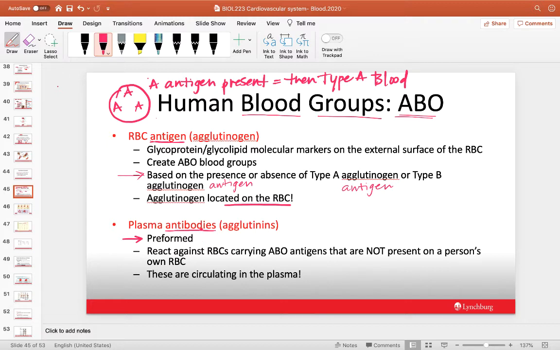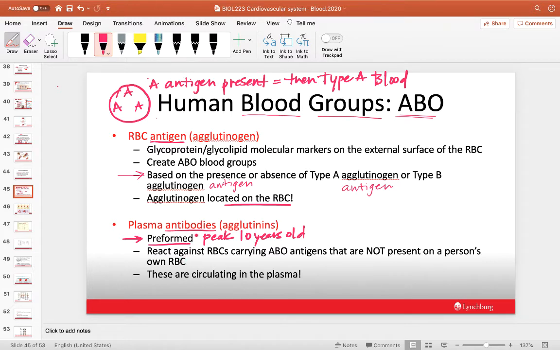They tend to increase as you get older. So when you're younger, you don't tend to have as many antibodies. I believe the peak time for formation of antibodies is around 10 years old. Up until that point, you don't really have a full amount of antibodies in your plasma, but it peaks at about 10 years old, and then you maintain that level. But the fact that they're preformed means that you don't have to be exposed to foreign blood in order to have them. They develop independent of that.